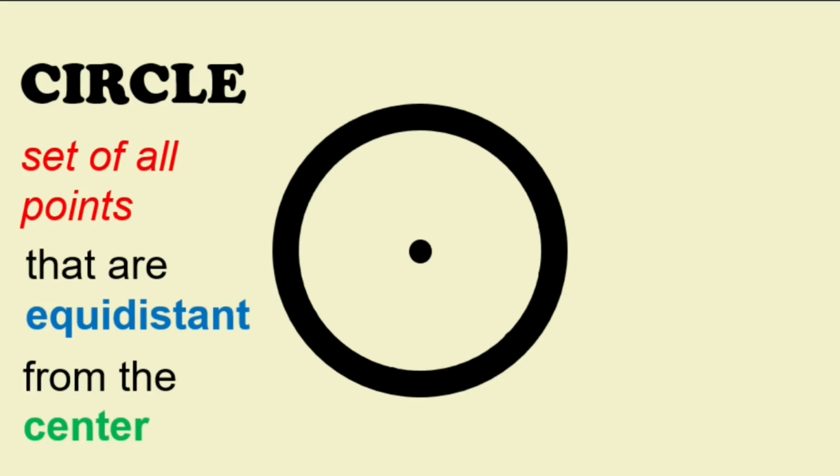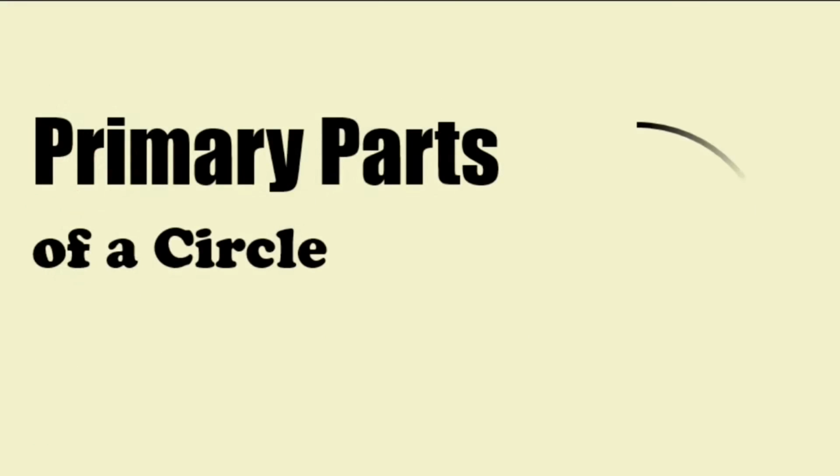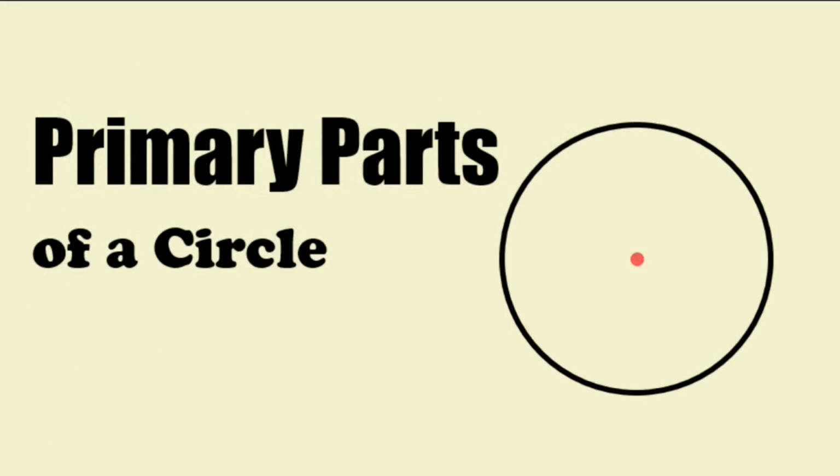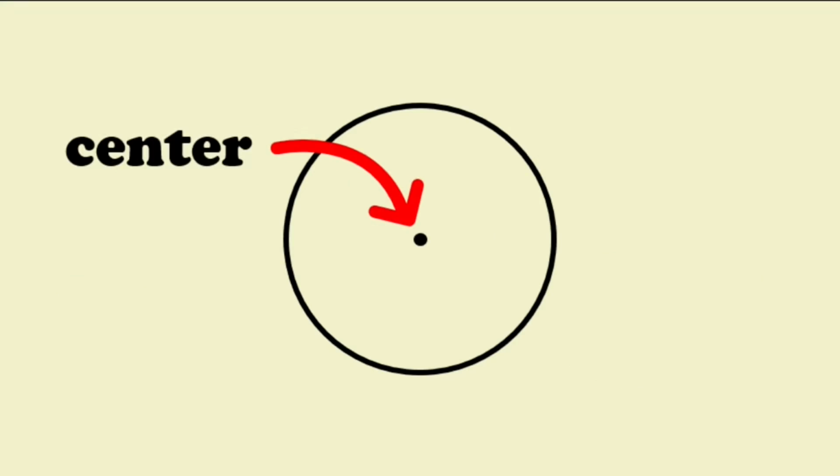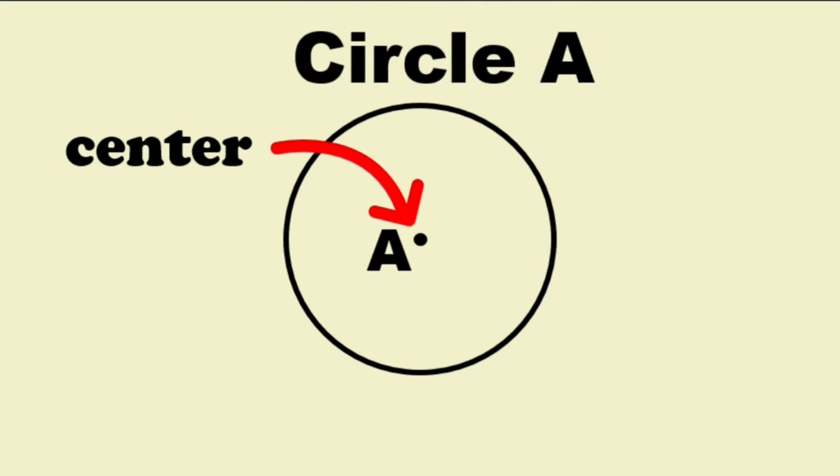Now, let's talk about the primary parts of a circle. Let's see the fixed point that we started with. This is called the center or the origin of the circle. A circle is actually named by its center. If the name of a center is A, then this is called circle A.